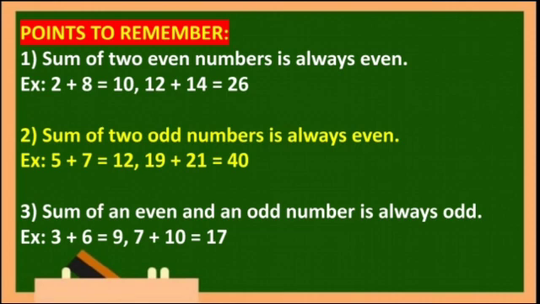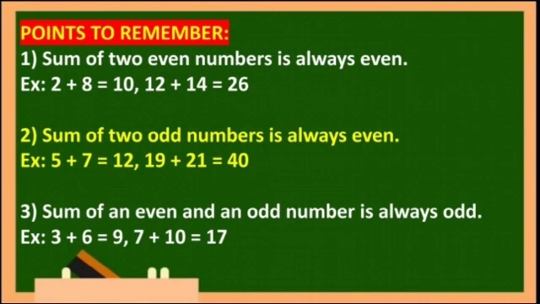In the same way, we take 19 and 21, which are odd numbers. Their sum is equal to 40. 40 is an even number. So when we are adding two odd numbers, we are getting an even number. Hence, we can say that the sum of two odd numbers is always an even number.